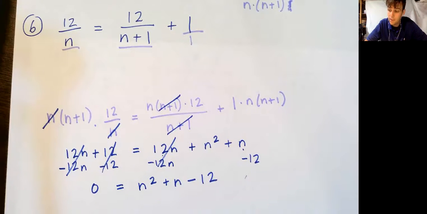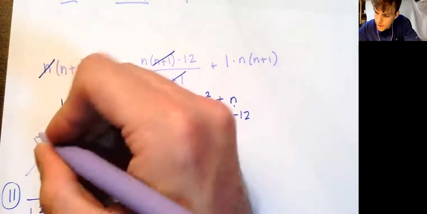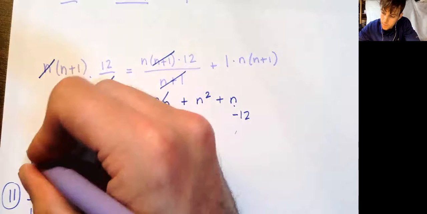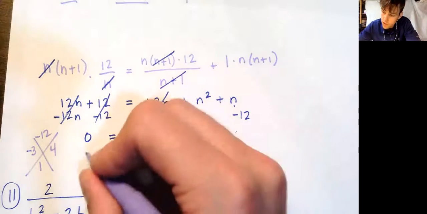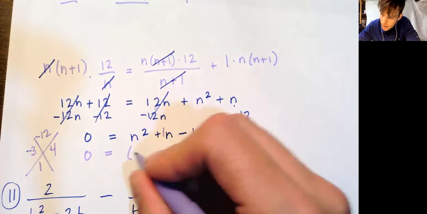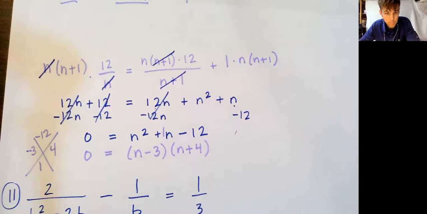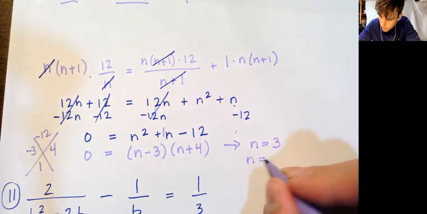And this is a very solvable and factorable quadratic equation. So we go ahead and start factoring that. We figure out two numbers that multiply to -12 and add to 1, which is going to be -3 and +4. So this should factor as n minus 3, n plus 4. And then that will give us two solutions. That will give us n equals 3 and n equals -4.